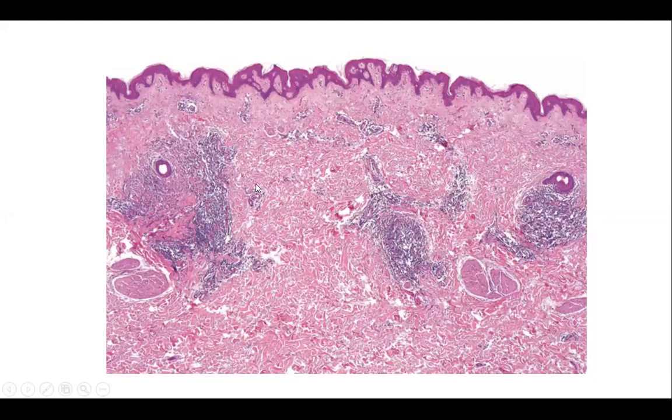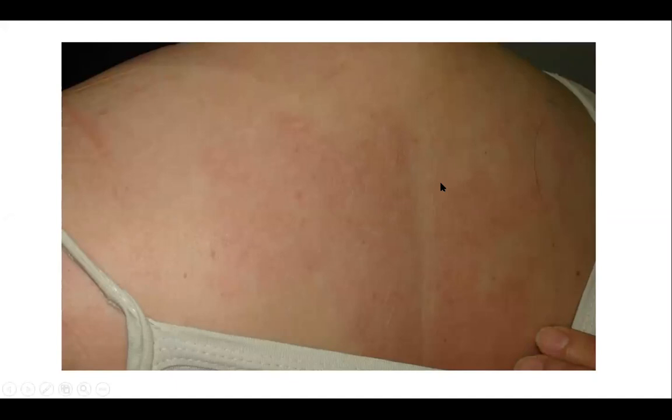Tumid lupus. If you go back here, this entity sometimes is described as overlapping with tumid lupus. Histologically, it looks very much the same, but clinically, it looks a little bit different. So, yes, reticular erythematous mucinosis.